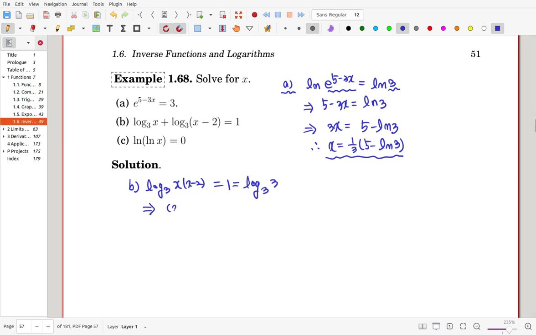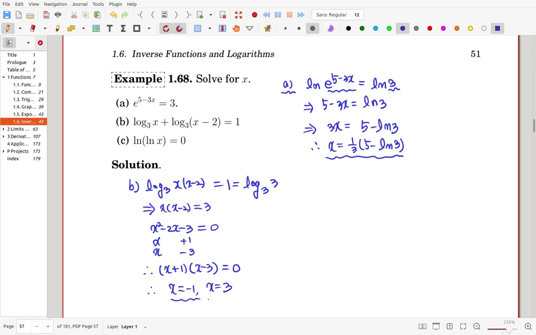Then we have x times x minus 2 equals 3. Now it becomes a quadratic equation: x squared minus 2x minus 3 equals 0. This is factorization: the factor pair 1 and 3 must have one negative and one positive. That means this quadratic equation can be written as x plus 1 times x minus 3 equals 0. So we get x equals minus 1 and x equals 3.